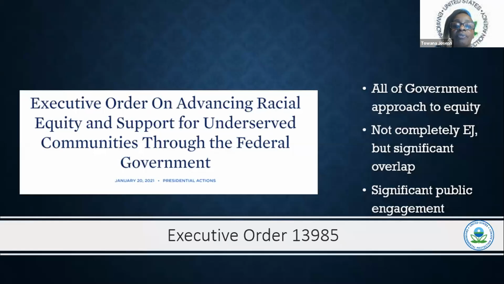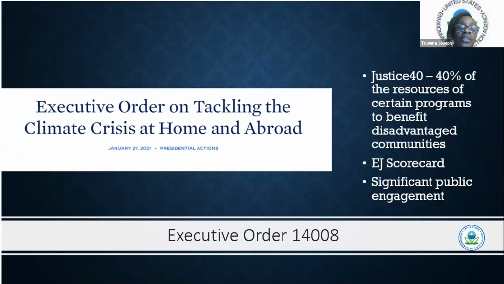So Executive Order 13985, just to elaborate a little bit, is an executive order on advancing racial equity and support for underserved communities through the federal government, meaning a whole-of-government approach to equity, not completely EJ, but there's a significant overlap. And definitely having significant public engagement, because you have to start from the bottom up to address this issue of EJ. If you have a lot of public engagement, you can help design these laws to fix the concern. So now I'd like to turn it over to Ameesha.